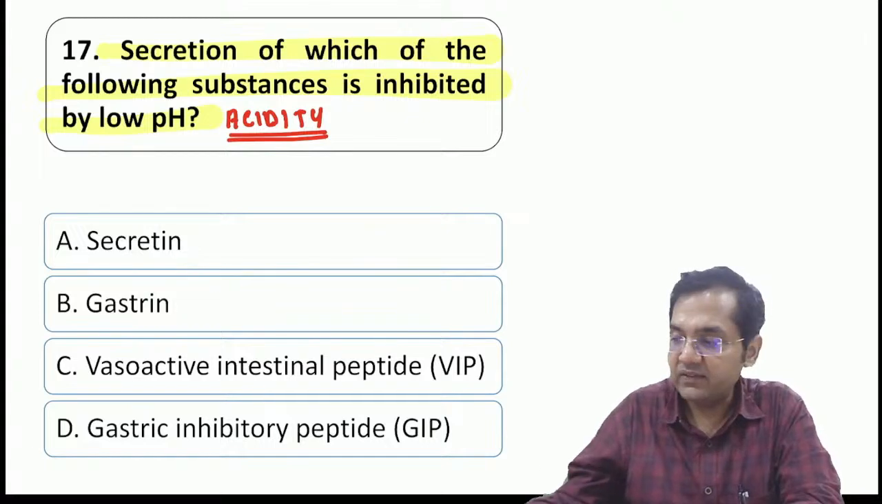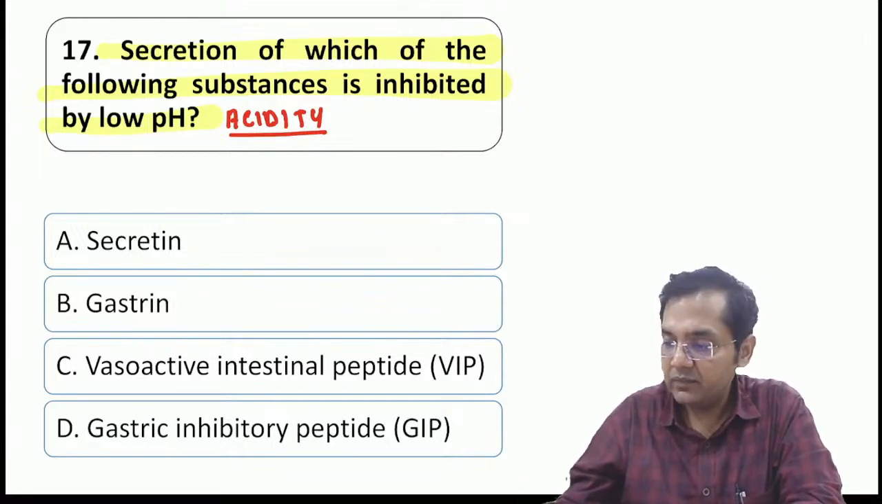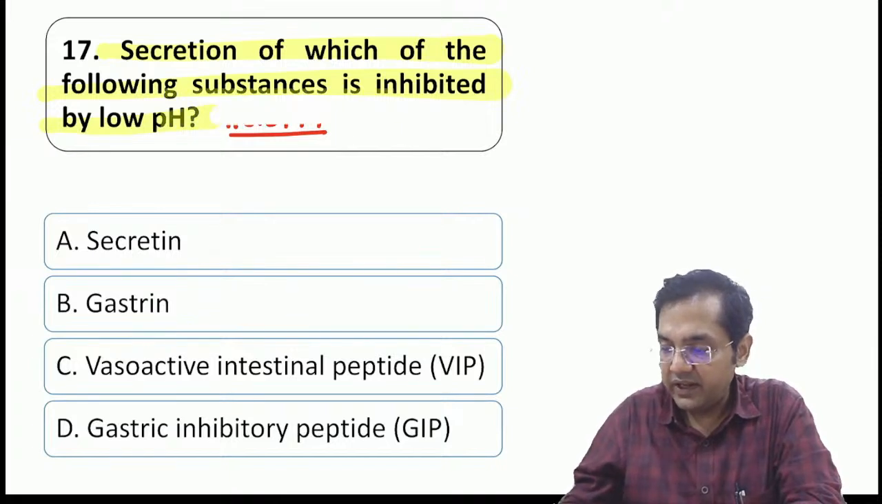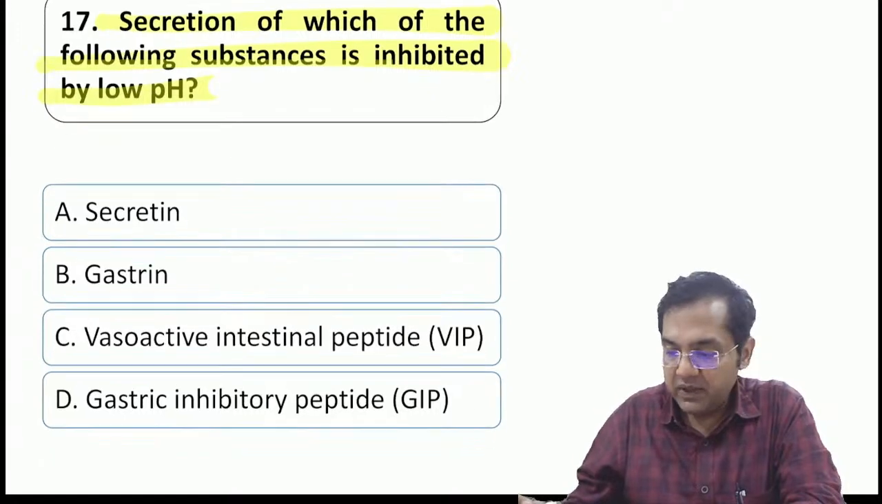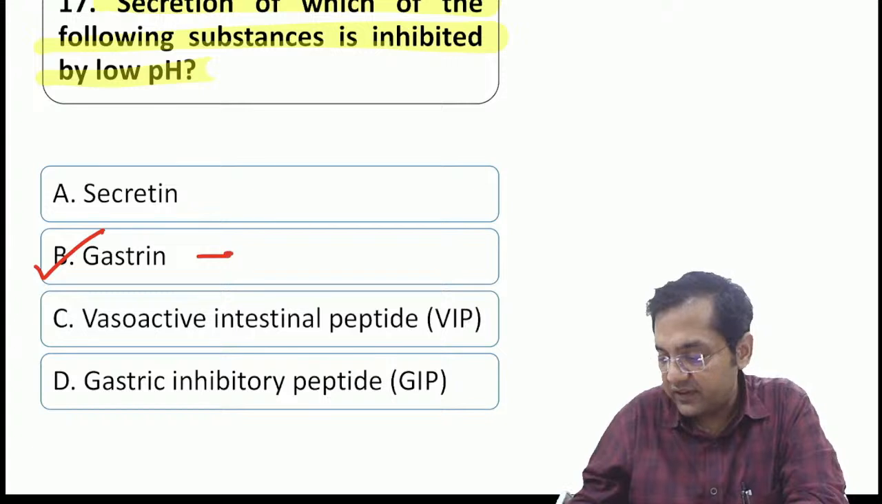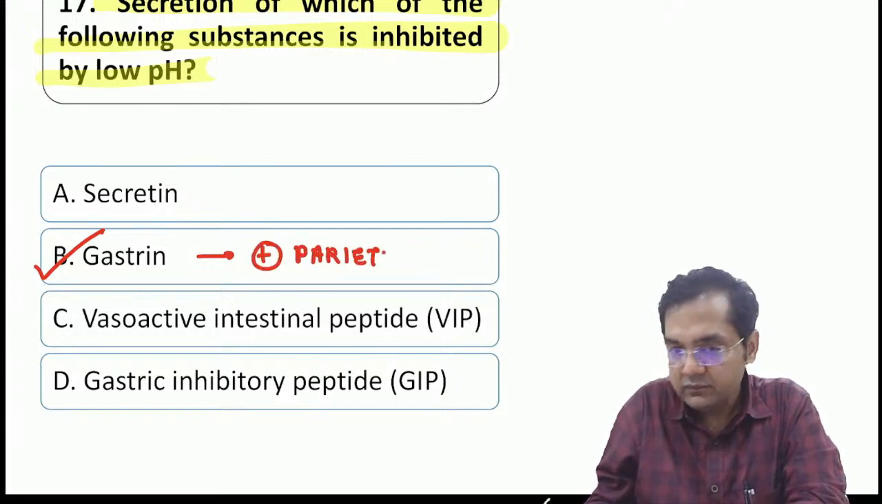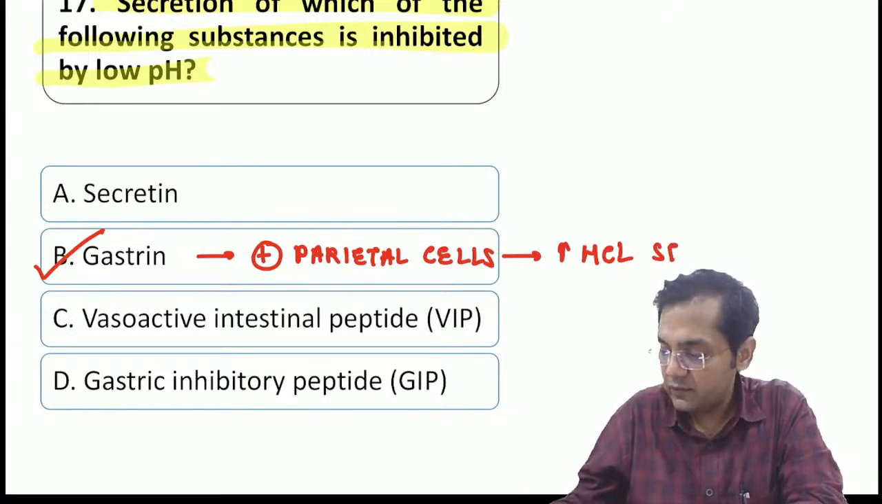What should be the answer? Think about it. Yes, inhibited by low pH. Tricky one? No, it is an easy one actually. Just think about it. Remember, there is only one hormone out of these, which is gastrin, which stimulates your parietal cells to increase HCl secretion, right?